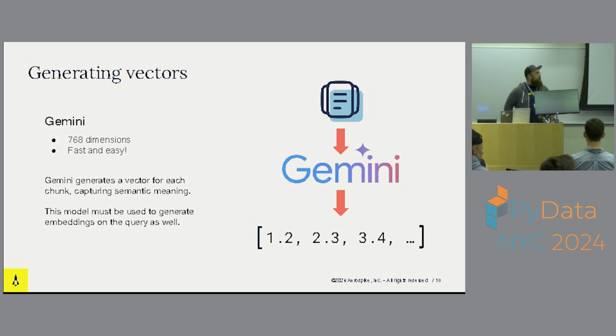Is there a question, Ray? How do you relate the tokens to the embedding or the dimensions? Sorry, tokens to the chunks?